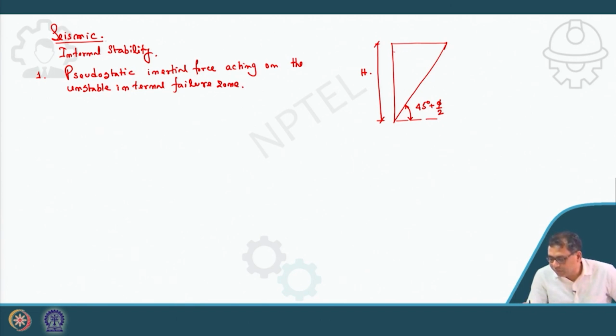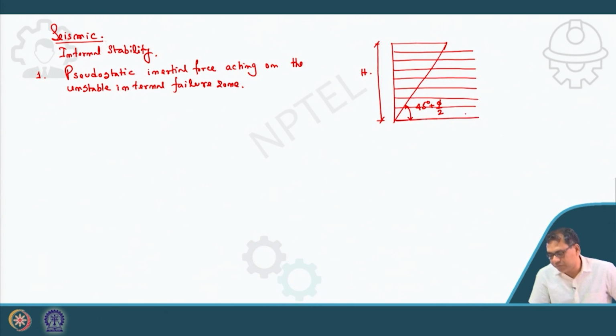Suppose this is your wall. So, the reinforced zone is different and the failure zone is different. This is my reinforced zone. Okay. But the failure zone is different. This is the ground surface. Say, the failure zone is different. So, it is talking about the pseudostatic inertial force acting on the unstable internal failure zone. So, this is the unstable internal failure zone.